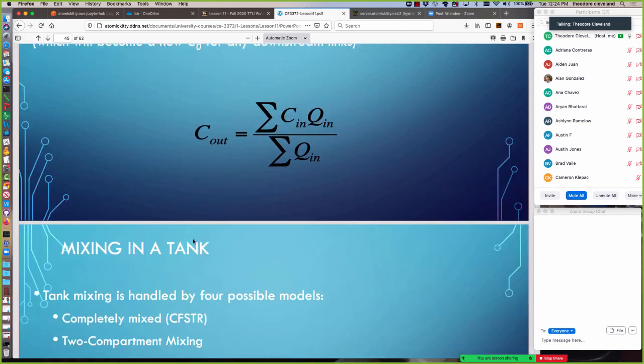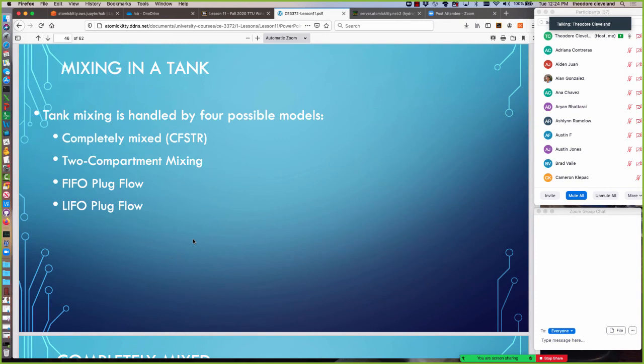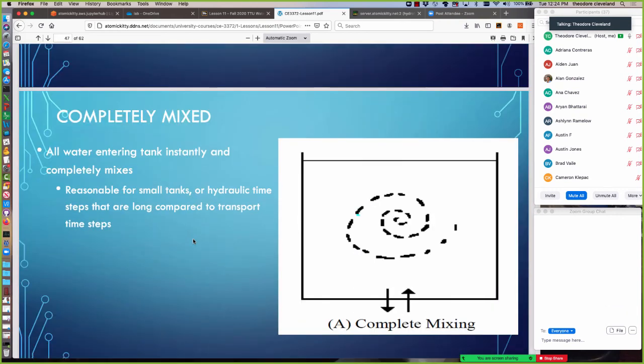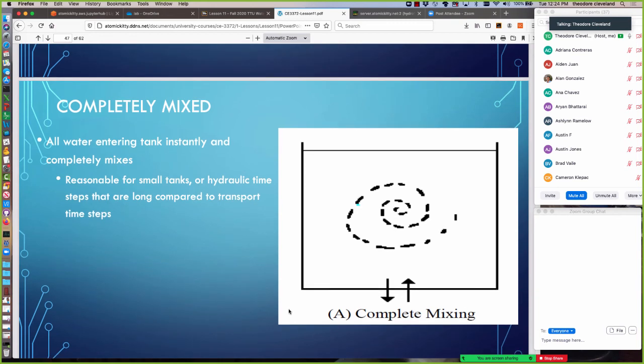Within tanks, there are four possible tank models: completely mixed, two-compartment mixing, first in, first out, and last in, first out. Completely mixed is the one that we commonly would mentally associate with tanks. Once material gets into the tank, it magically completely mixes uniformly throughout. It's a reasonable approximation for physically small tanks, or for tanks that have a fairly long hydraulic retention time compared to the transport time steps.